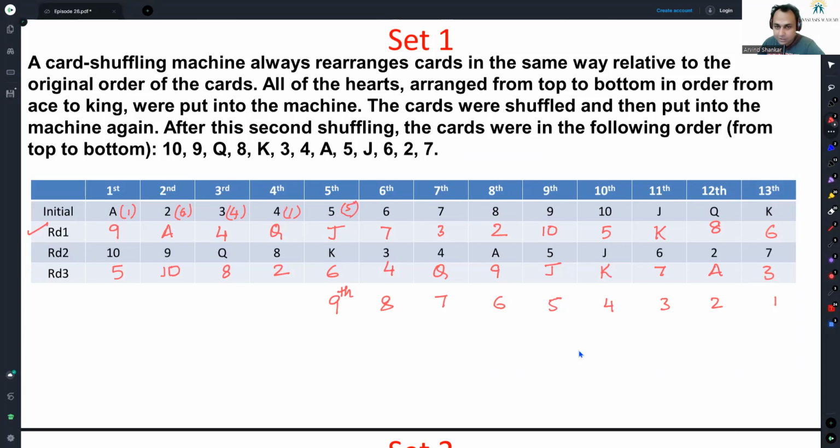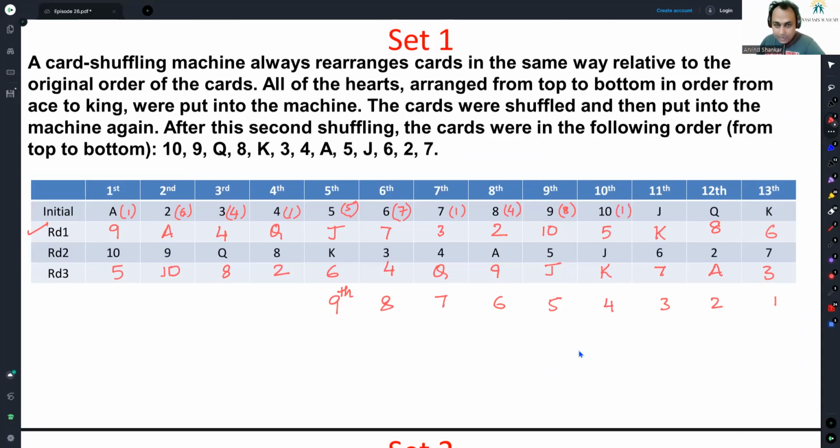6 went from 6 to 13, position shifted by 7. Card 7 went from 7th to 6, so its position shifted by 1. 8 went from 8th to 12th, position shifted by 4. 9 went from 9th to 1st, position shifted by 8. 10 went from 10th to 9th, position shifted by 1.